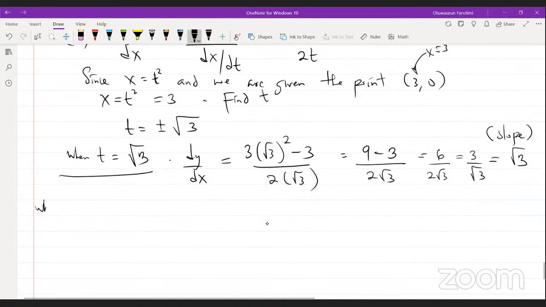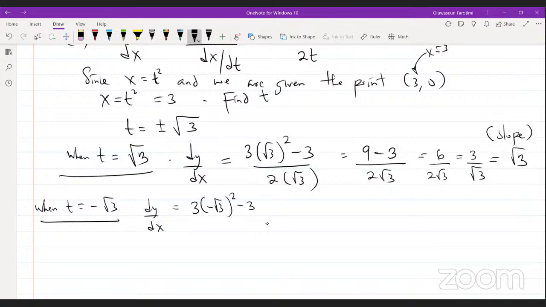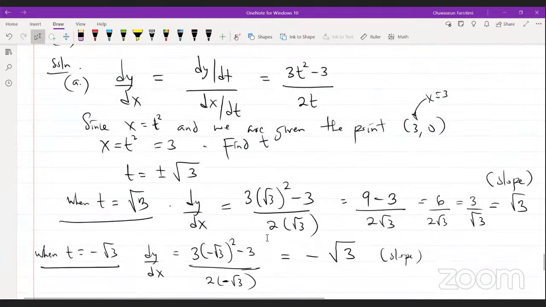And the same thing you did for the positive square root of 3, you do for the negative one. The dy/dx is going to be 3 times negative square root of 3 squared minus 3, all divided by 2 times negative square root of 3. This is exactly the same thing except that you have a negative here. So you just have negative square root of 3. Again, this is still a slope. Okay, let me hold up a second and scroll up so that you can follow.